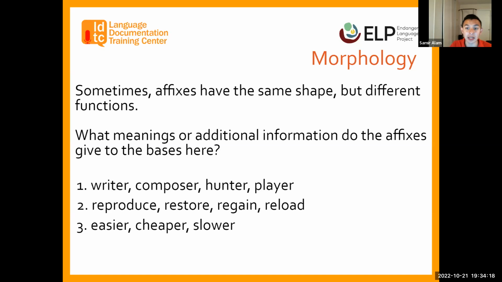So as we're documenting a language, we want to make sure that for all the morphemes that we're describing, we're paying attention to the work that they actually do. Any questions on how one morpheme that looks the same can have different functions?